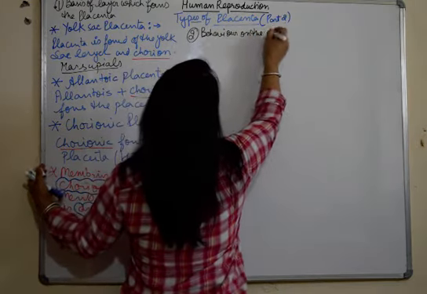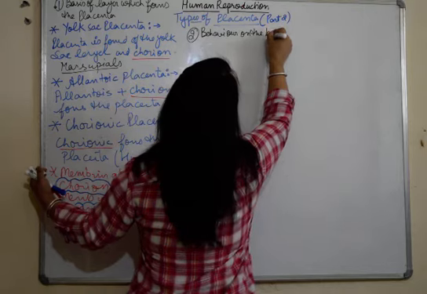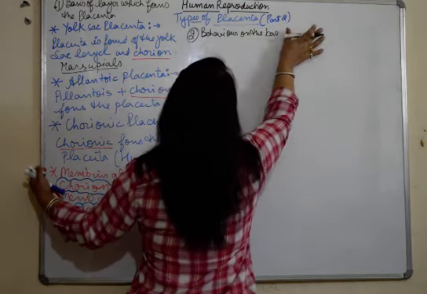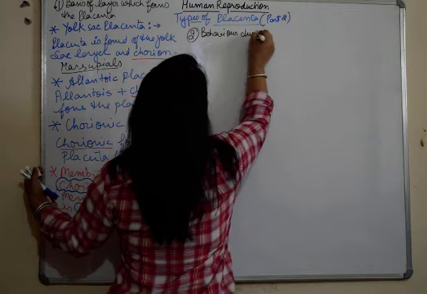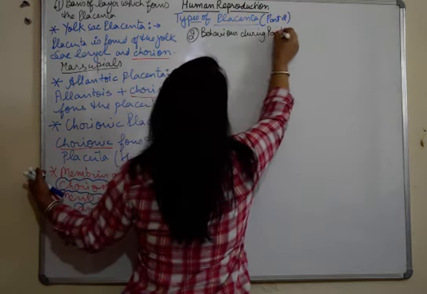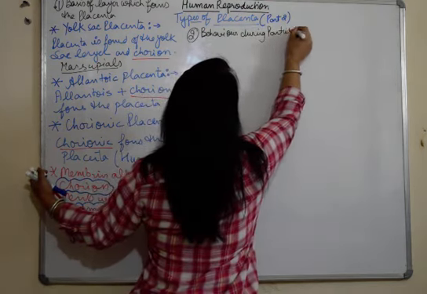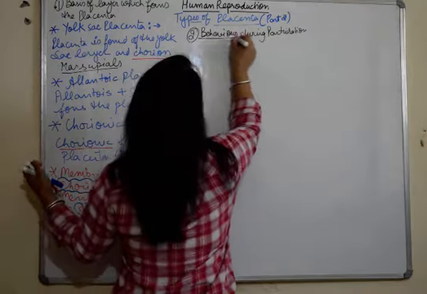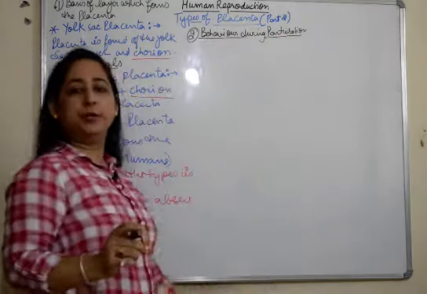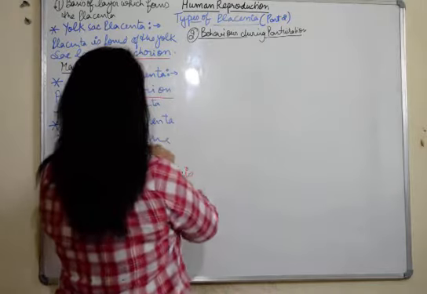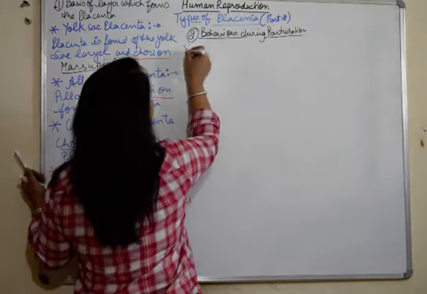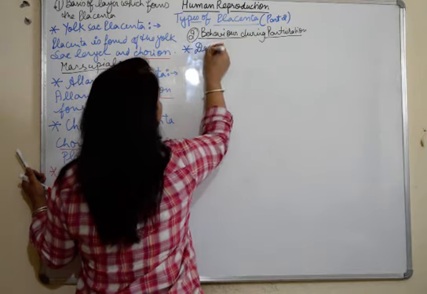On the basis of behavior during parturition. So the first type of placenta on the basis of behavior during parturition is deciduate.